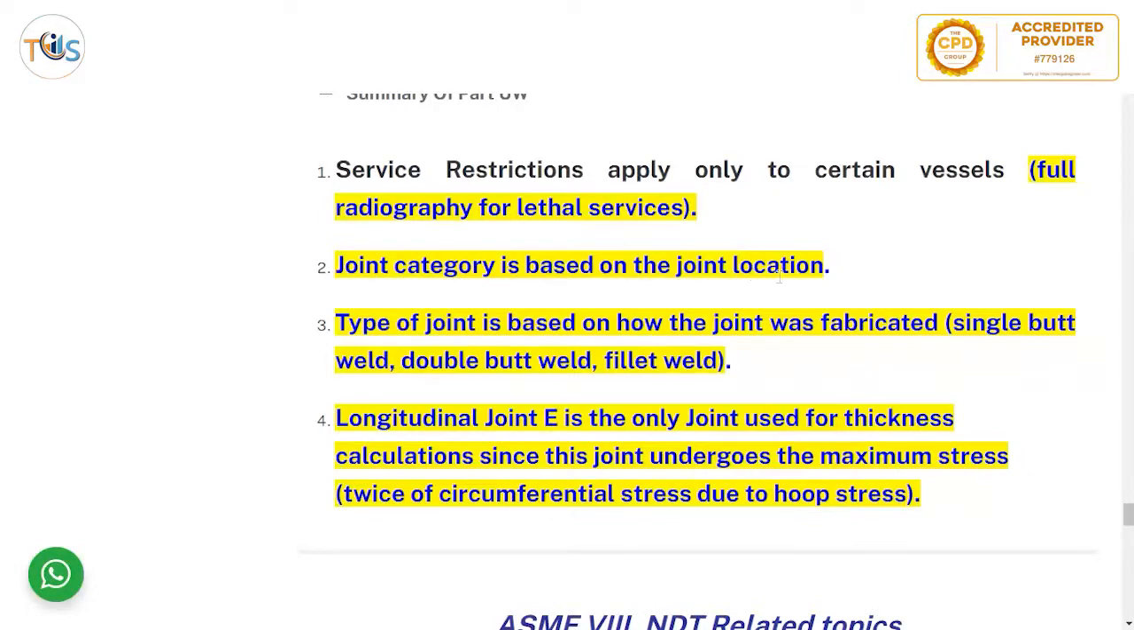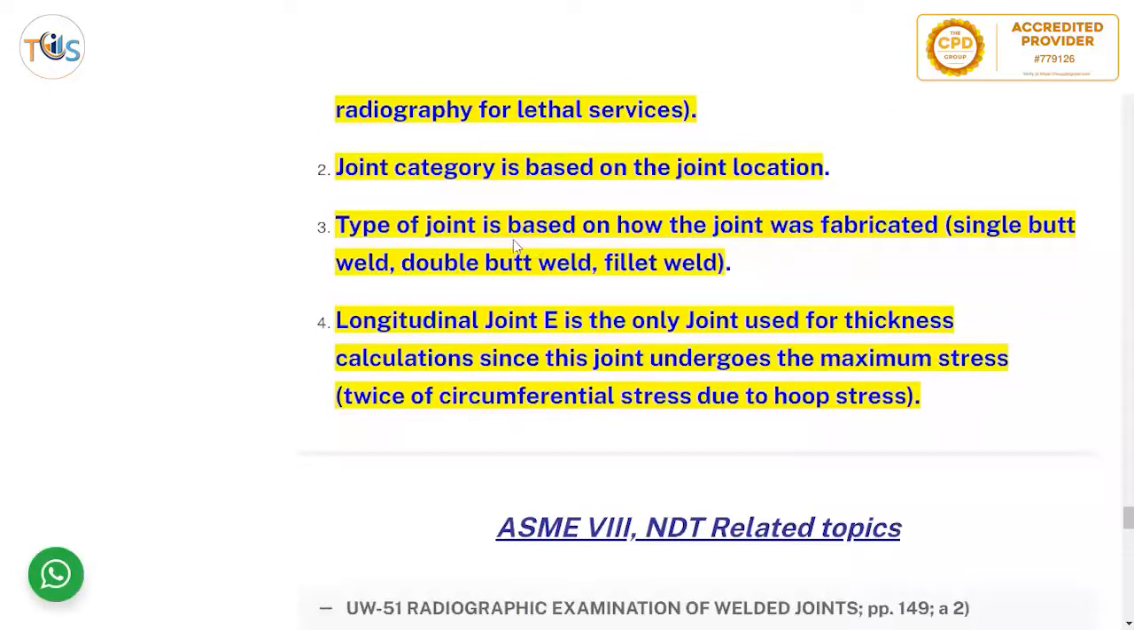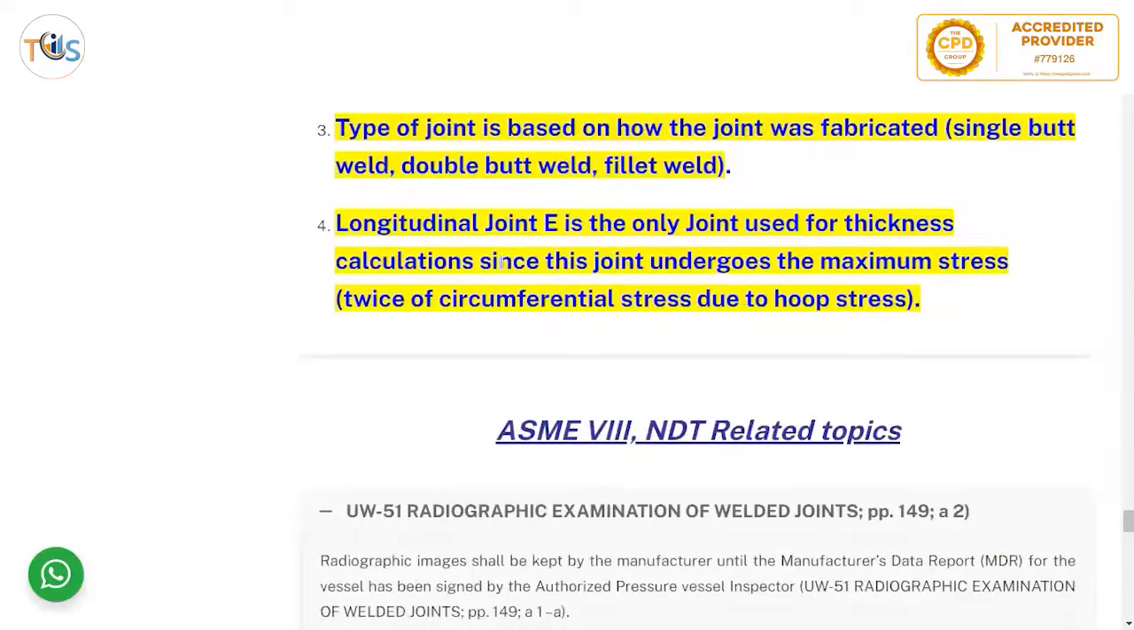Joint category is based on joint location. Type of joint is based on how the joint was fabricated. So type of joint is different from joint category. Joint category is about location. Type of joint is how the joint was fabricated, like single butt weld, double butt weld, fillet weld, etc. Longitudinal joint, category A, is the only joint used for thickness calculation, since this joint undergoes the maximum stress. That's twice the circumferential stress, due to hoop stress.